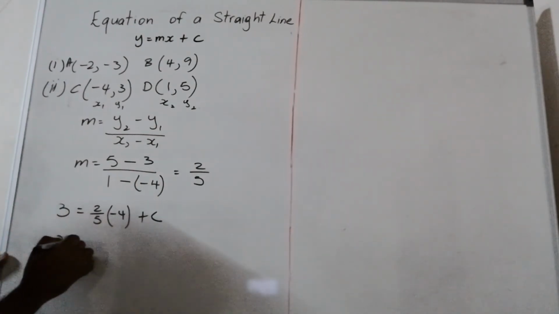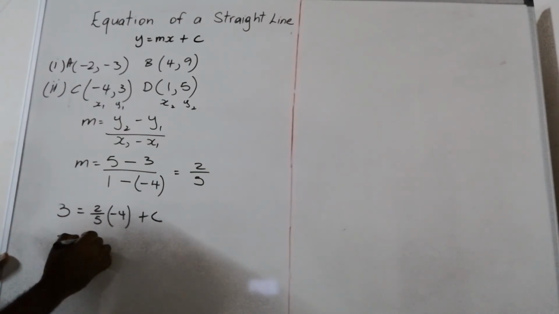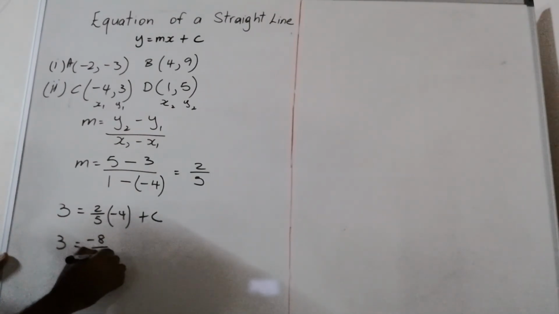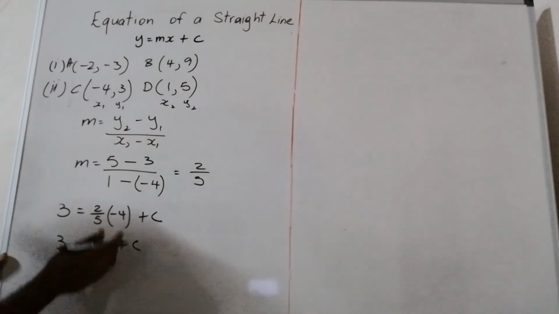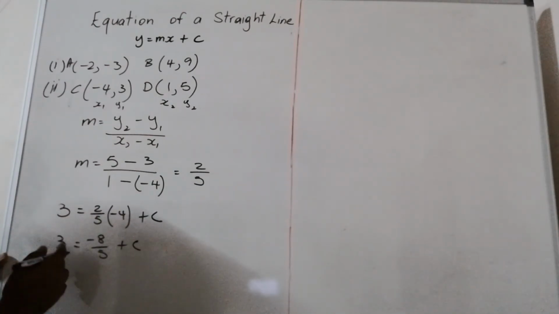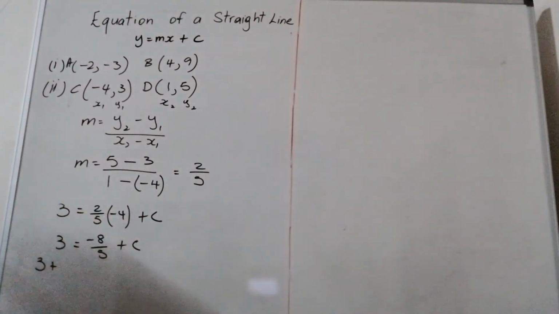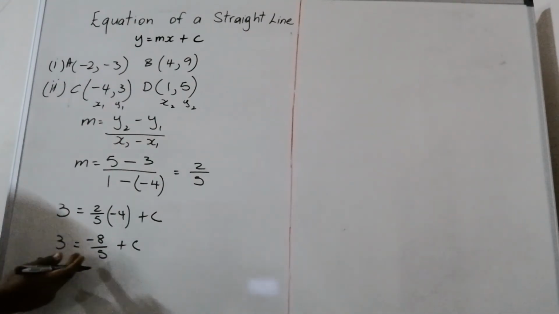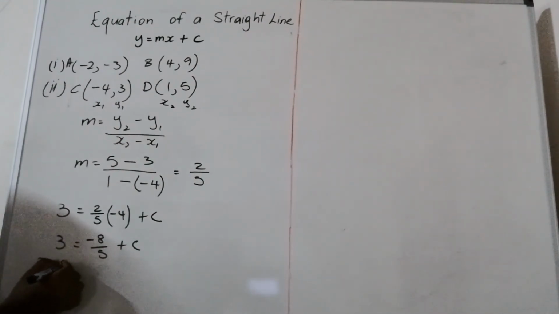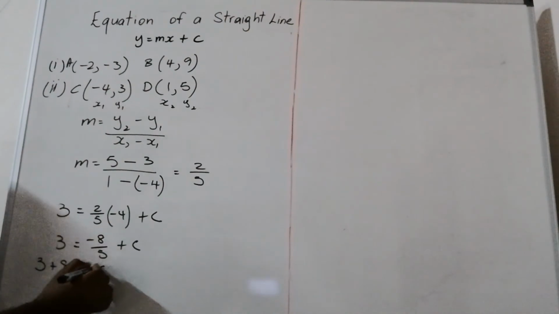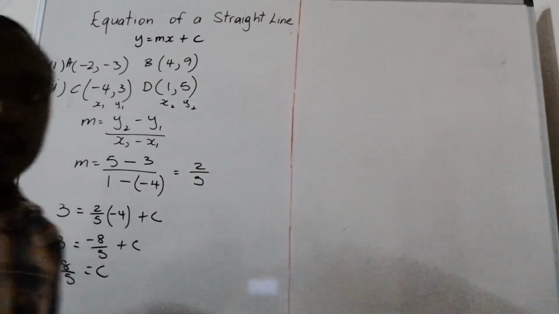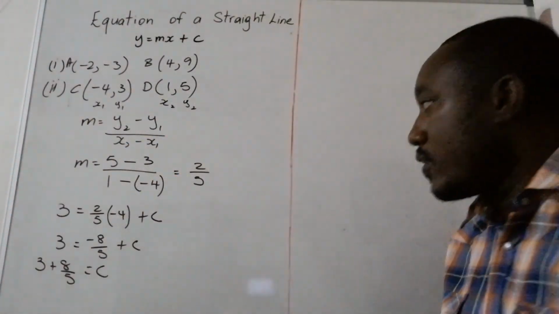So 3 is equal to 2 times negative 4 will give us negative 8 over 5 plus c. Taking this over, we have now 3 plus 8 over 5 is equal to c. Alright? 3 plus 8 over 5 is equal to c.